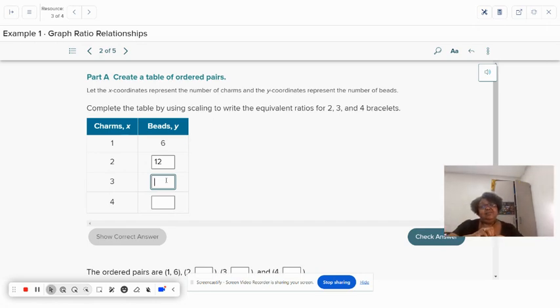And for 3 charms, it's going to be the same ratio. 1 times 3 is 3. 6 times 3 is 18. Or you can do it additive and add 6 each time. So if I added 6, it'll be 24.